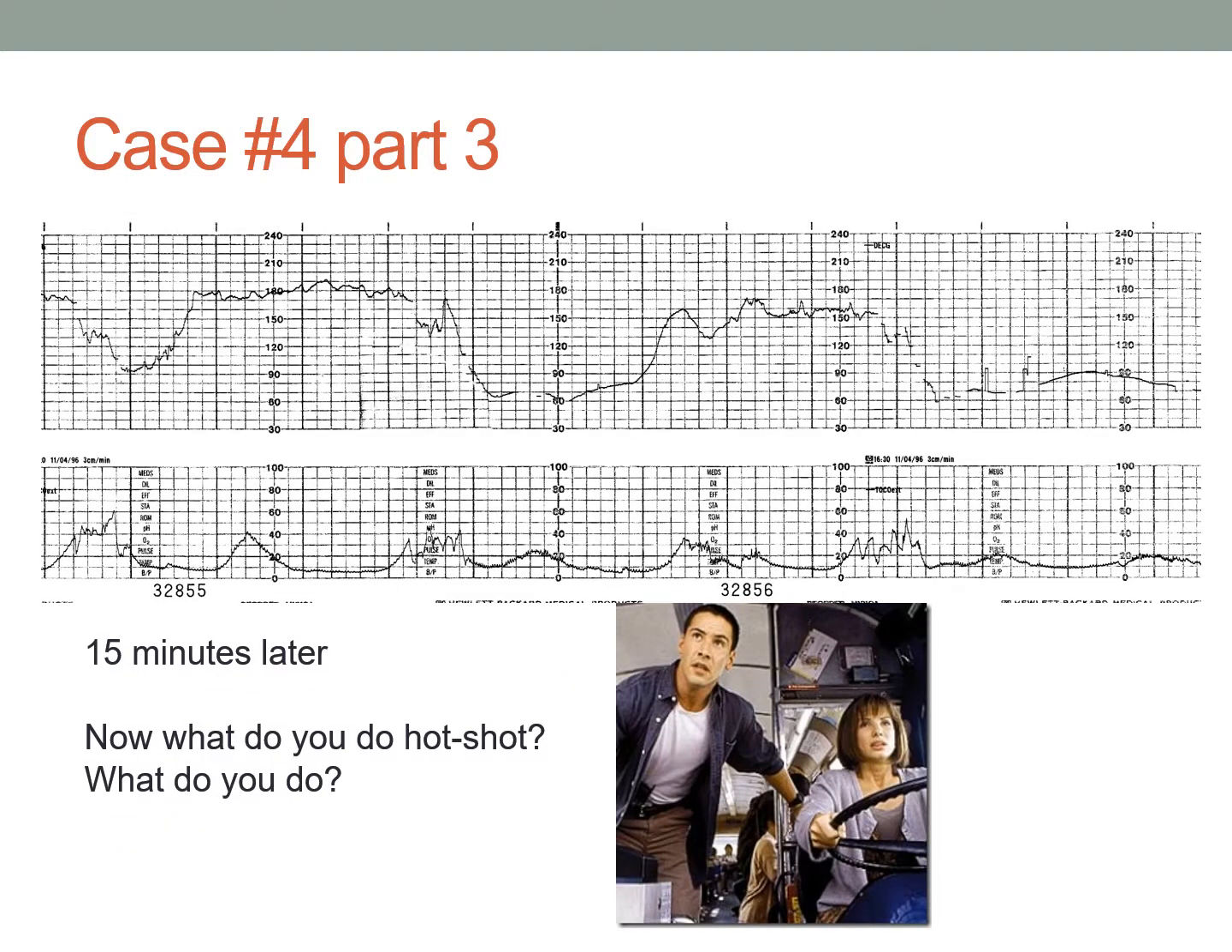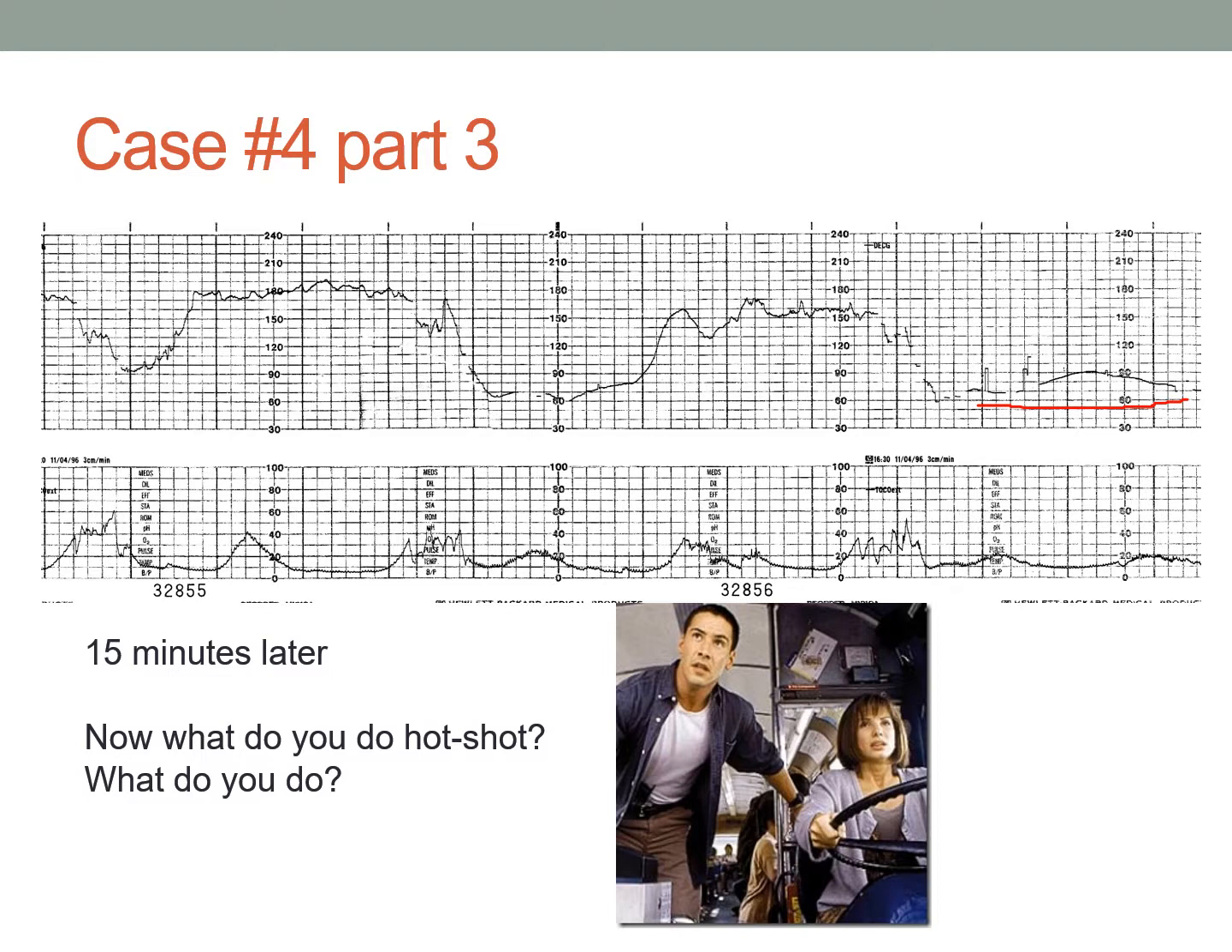All right, things go on from there. Now what do you do? So you've degraded into a prolonged deceleration. If this over here on the far right continues, and this goes on for more than 2 minutes, now you've got fetal bradycardia.